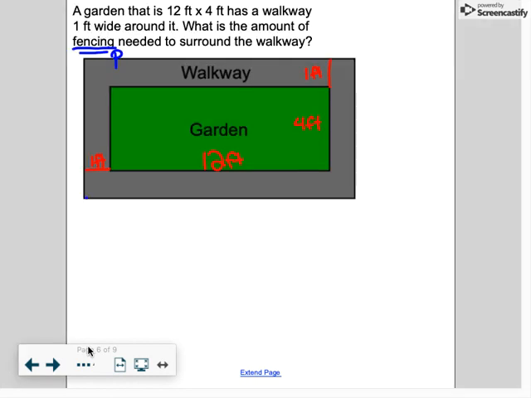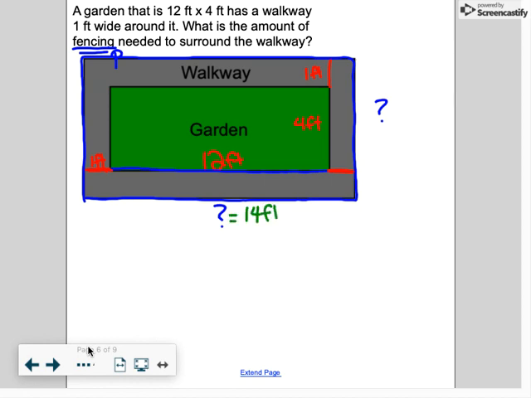So we're going to look here. We're trying to figure out what is the perimeter of this larger rectangle here. So what we have to do first is find these two measurements. First the garden is 12 feet, but now notice on both sides of it has 1 foot on the left side. It also has 1 extra foot on the right side, which means our length here is going to be 14 feet.